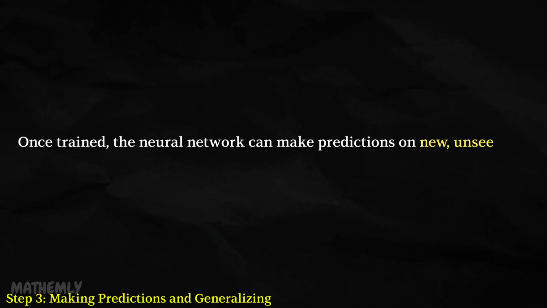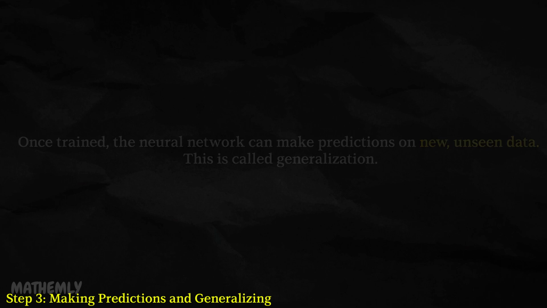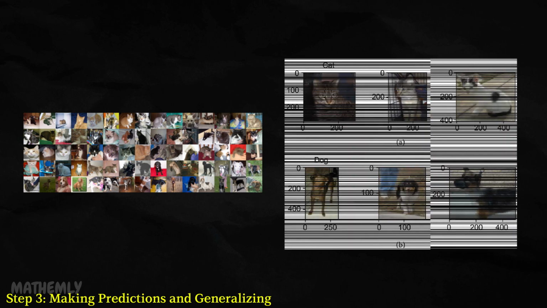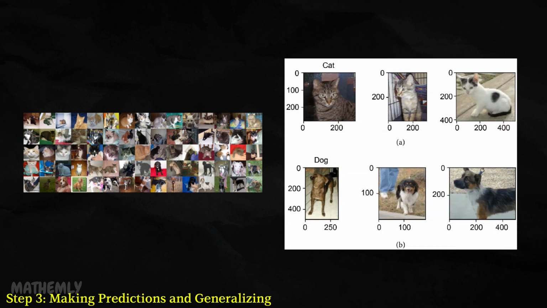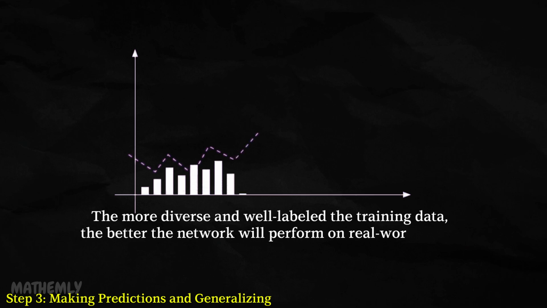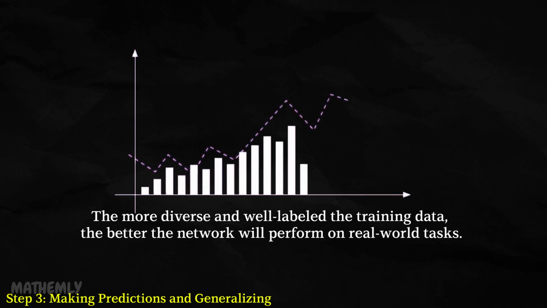Step 3. Making predictions and generalizing. Once trained, the neural network can make predictions on new, unseen data. This is called generalization. For example, a network trained on thousands of cat and dog images can accurately identify a new image it's never seen before. Or a neural network trained on historical sales data can predict future demand. The more diverse and well-labeled the training data, the better the network will perform on real-world tasks.